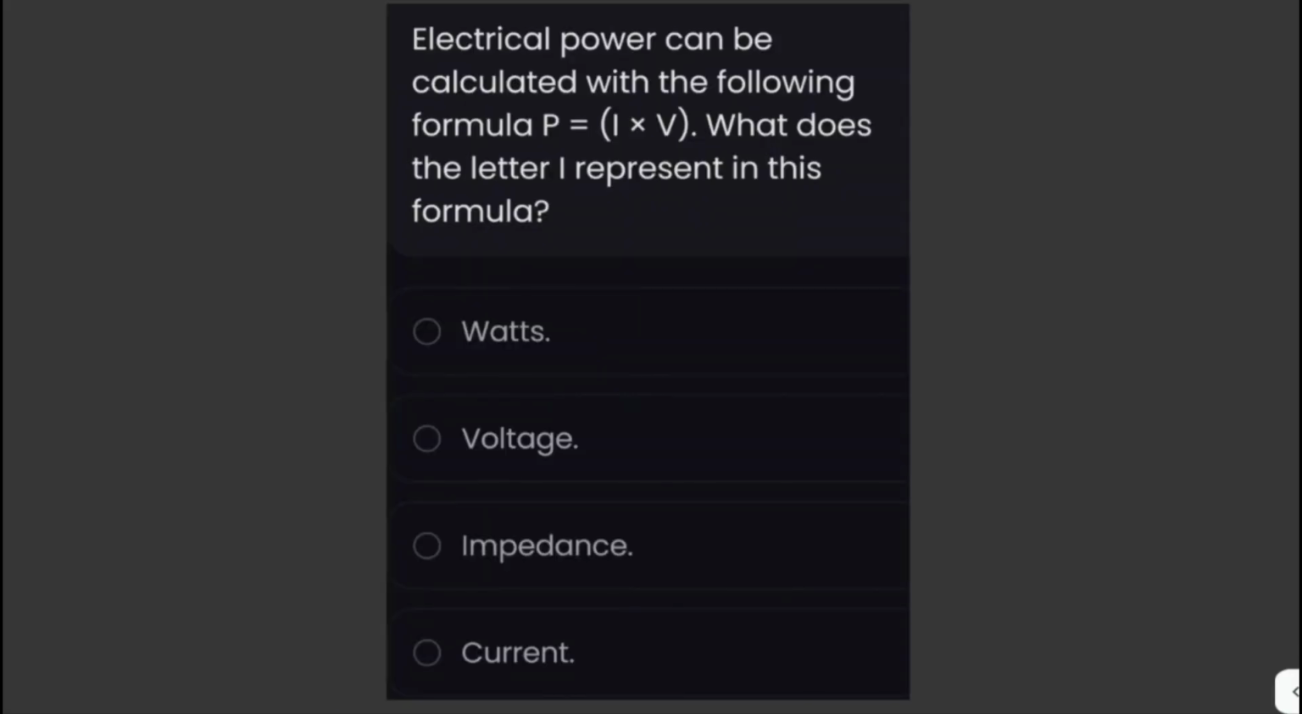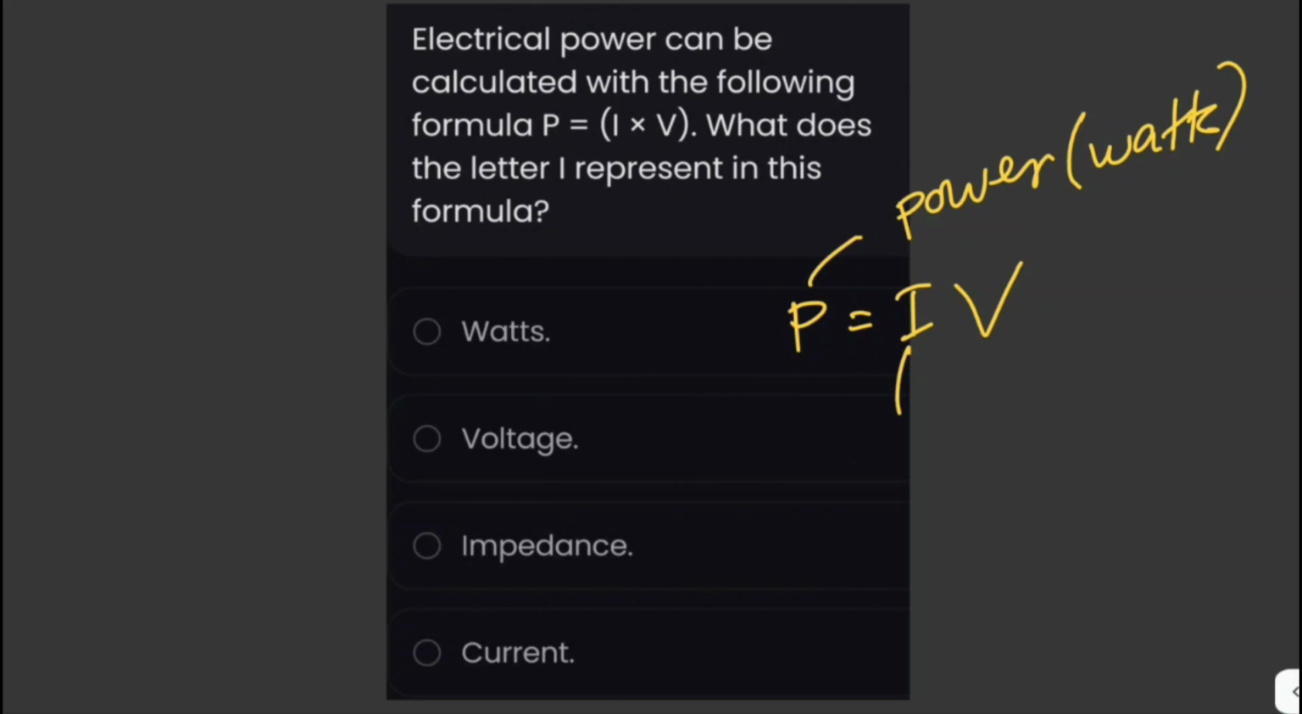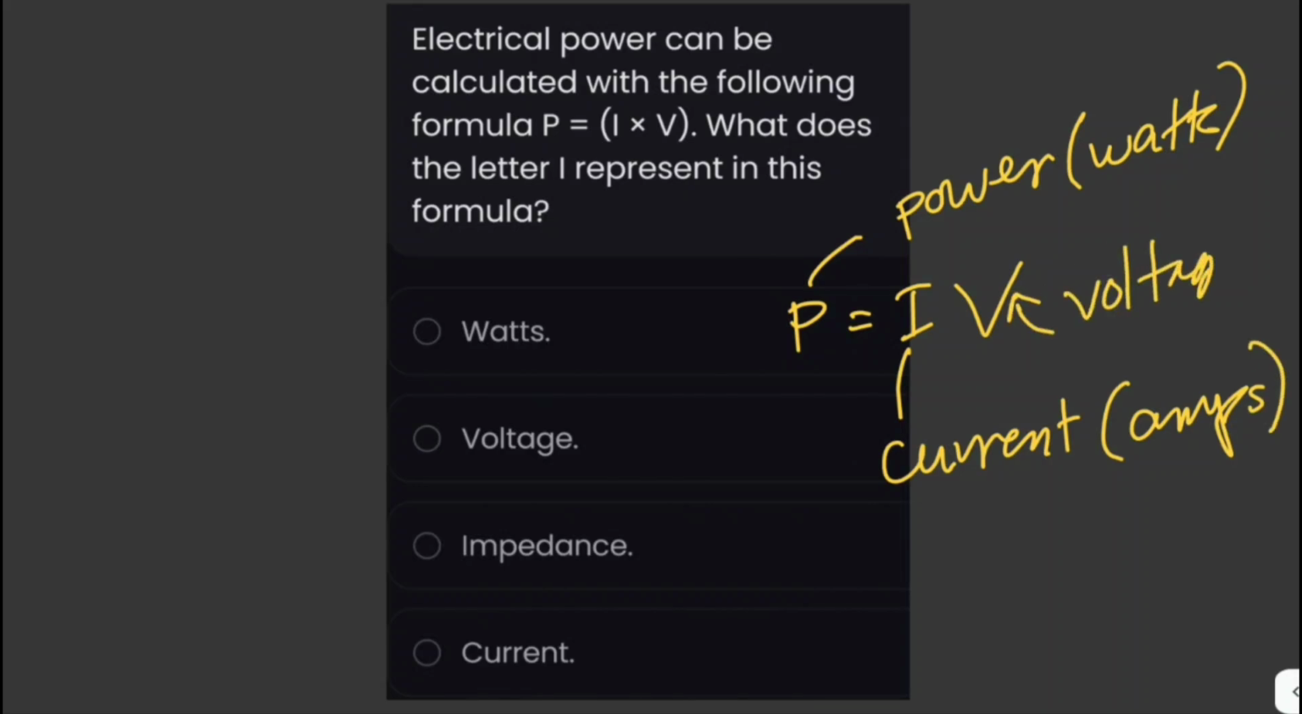Electrical power can be calculated with the following formula: P equals I times V. What does the letter I represent in this formula? The letter P here represents power, which is measured in watts. The letter I here represents current, which is measured in amperes. And the letter V here represents voltage, which is measured in volts. So the answer here is current.